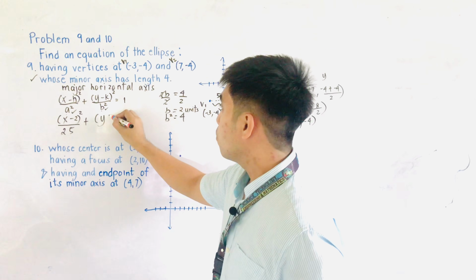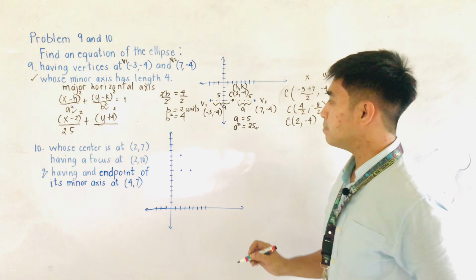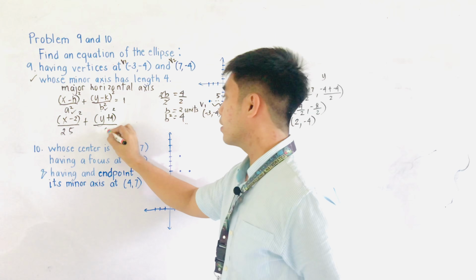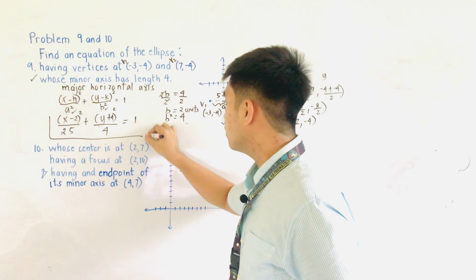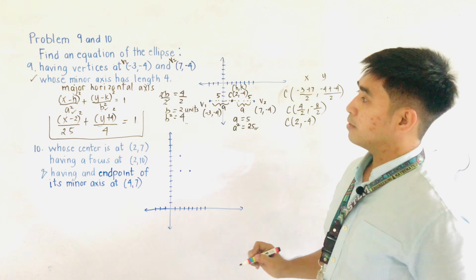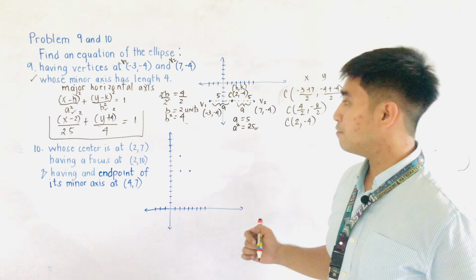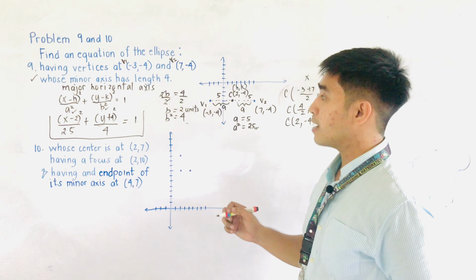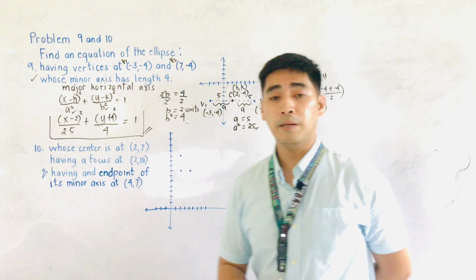That becomes now (y + 4)² over, what is our b²? Our b² is 4, and that is equal to 1. And this is now the equation of an ellipse with vertices located at (-3, -4) and (7, -4), and whose minor axis has length 4. So this is our answer for problem number 9.